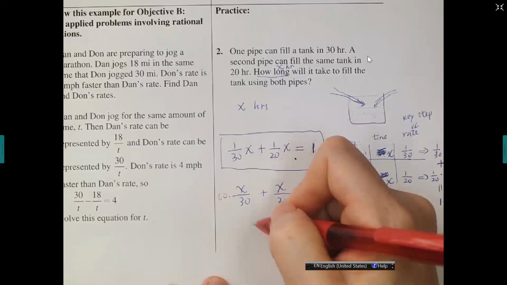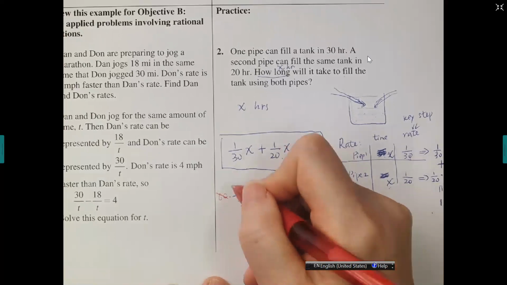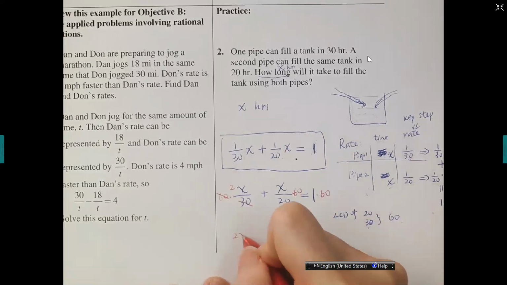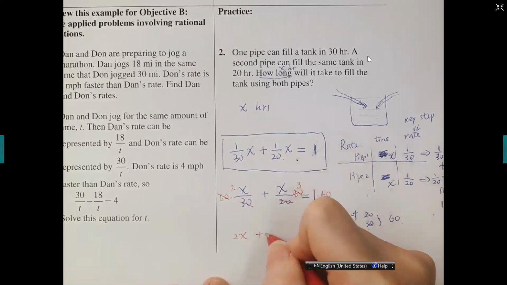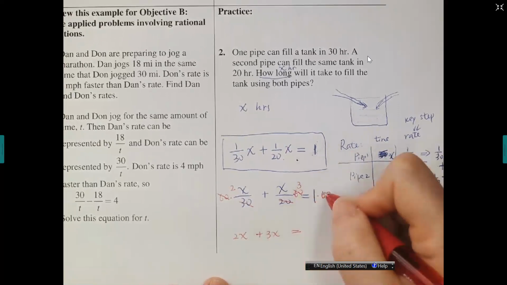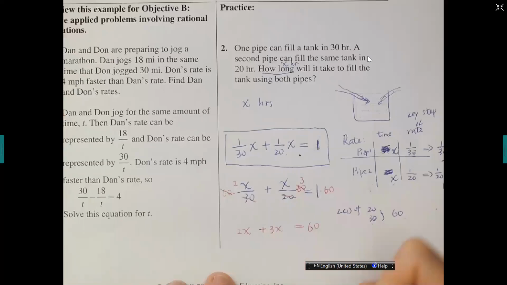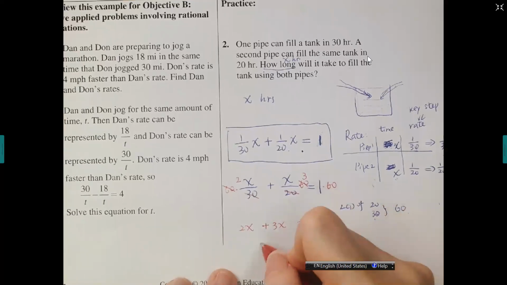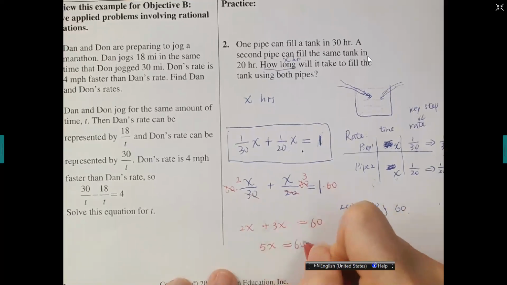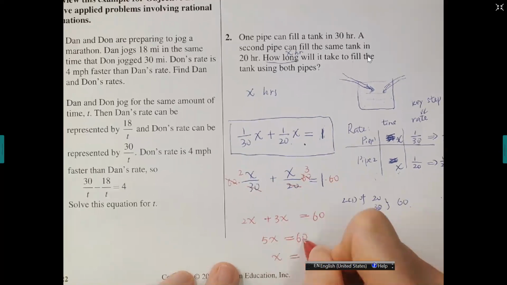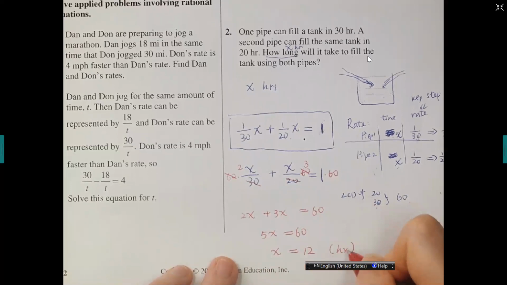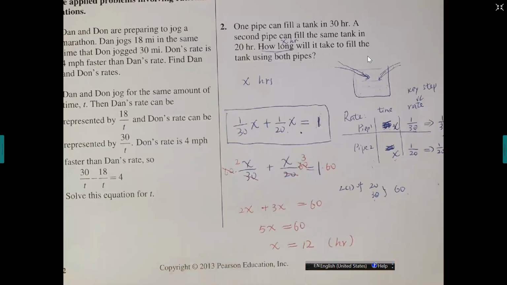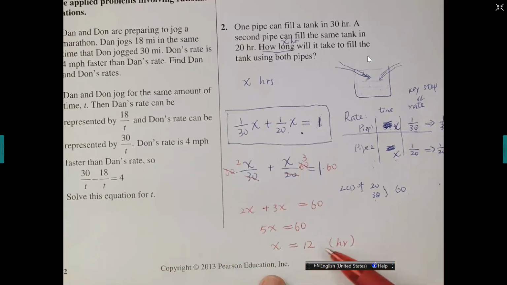Then simplify. 60 divided by 30, we have 2. Got 2x. 60 divided by 20, that's 3, plus 3x equals 60 times 1, 60. Combine like terms. 5x equals 60. So x is 60 divided by 5, 12. 12 what? 12 hours. So when we turn on both of the two pipes, we only need 12 hours.